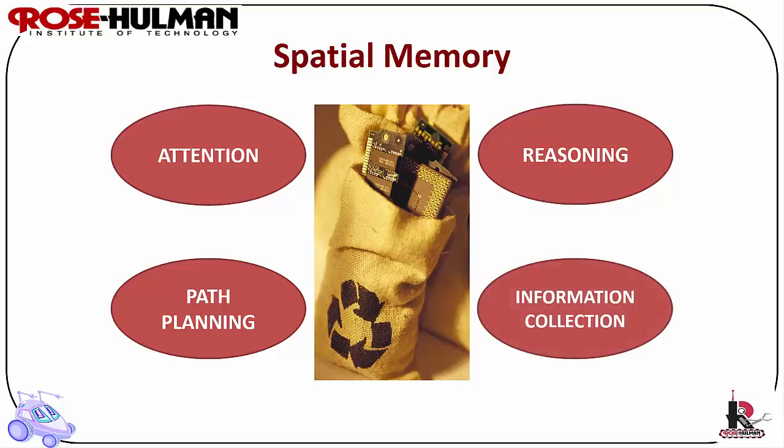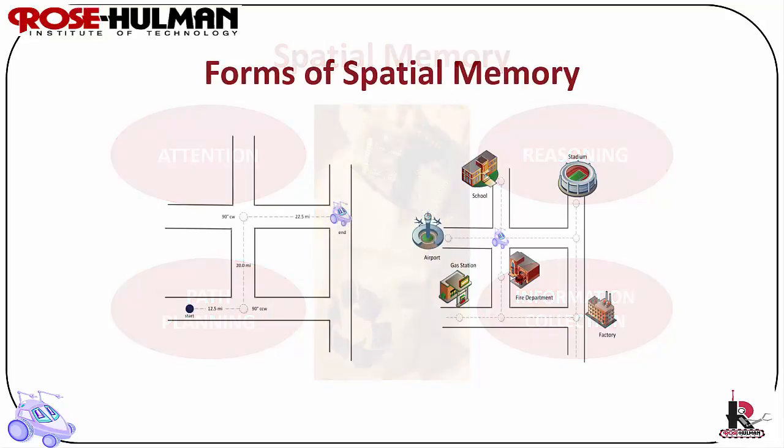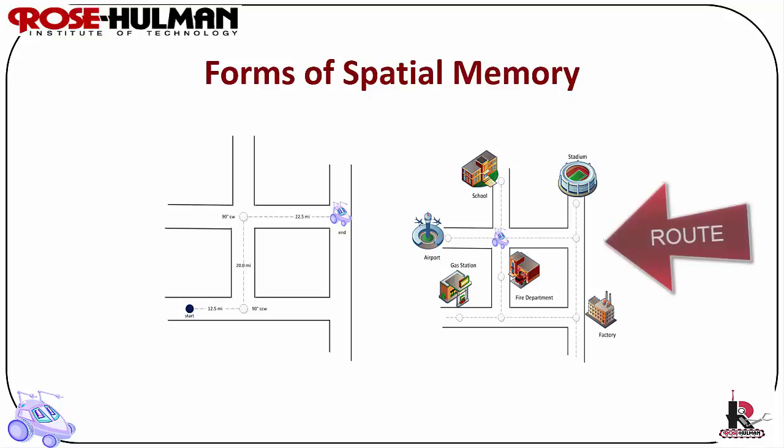Information collection, what does this place look like? Have I been here before? Has anything changed? Forms of spatial memory. There are 4 forms of spatial memory that we will discuss here. They are route, layout, relational, and associative.